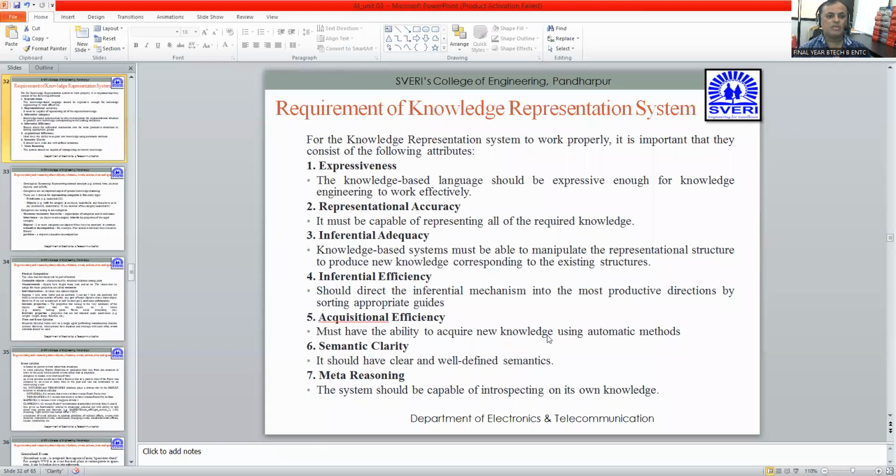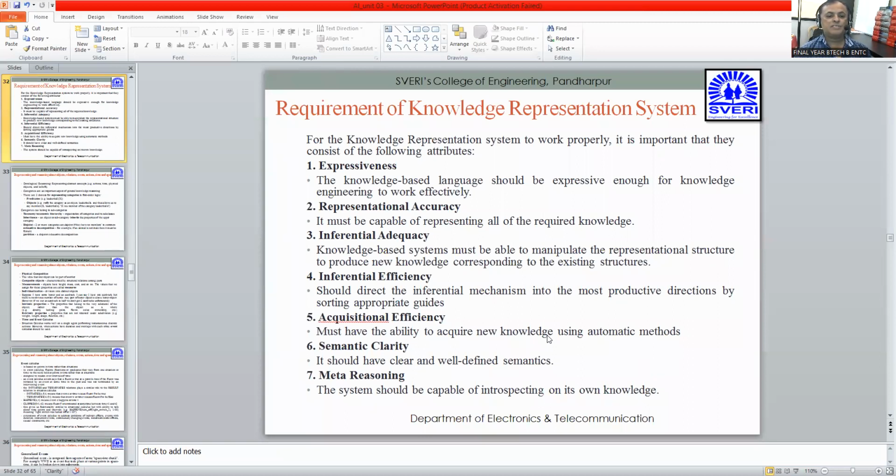This is how it goes. The inferential efficiency is nothing but directing the inferential mechanism into the most productive direction by sorting out the appropriate guides. Then acquisitional efficiency is the ability to acquire new knowledge using automatic methods. Semantic clarity means it should have clear and well-defined semantics. So we have seen what is semantics.